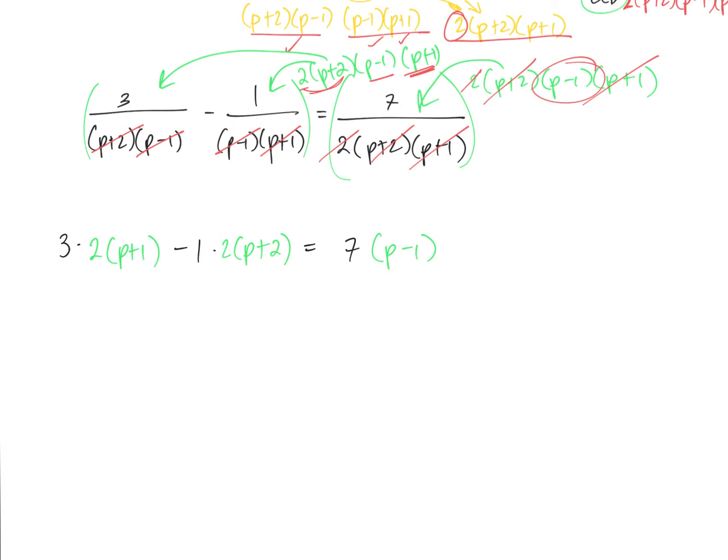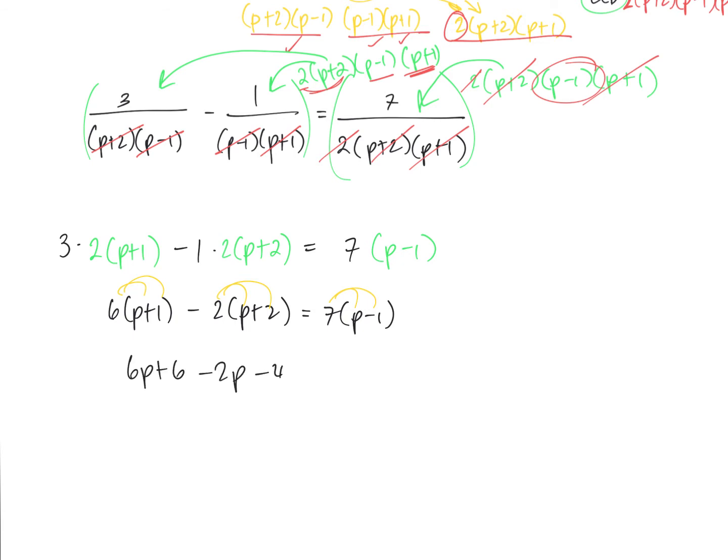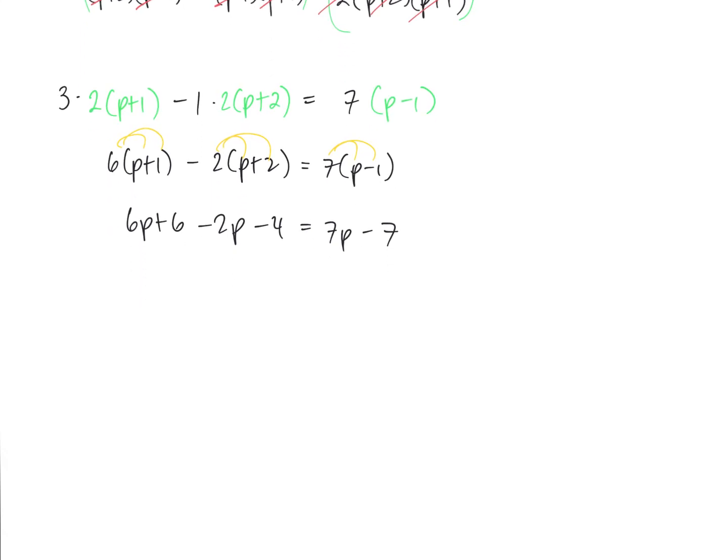Whew, okay, we're done. So let's go ahead and simplify. So we get 6 times p plus 1 minus 2 times p plus 2 equals 7 times p minus 1. So now let's go ahead and keep solving. To do that, let's go ahead and distribute in the values. Then we get 6p plus 6 minus 2p minus 4 equals 7p minus 7. Alright, combining like terms, we have the p and the p, and then the 6 and the negative 4. So we get 4p plus 2 equals 7p minus 7.